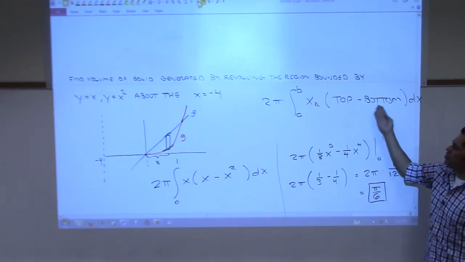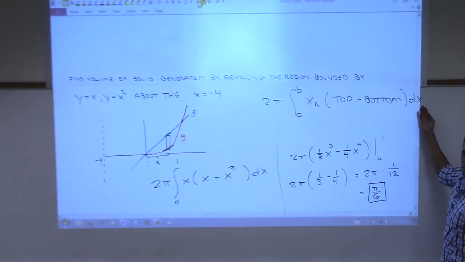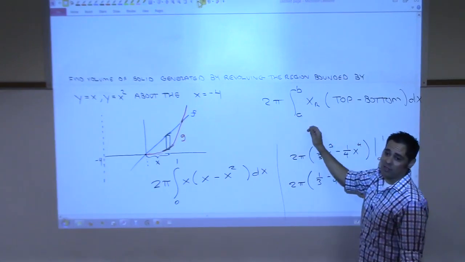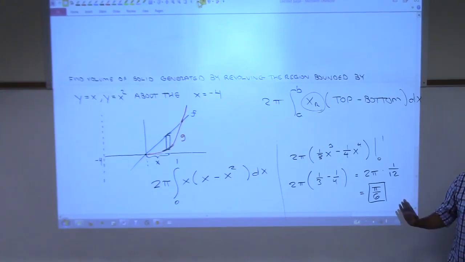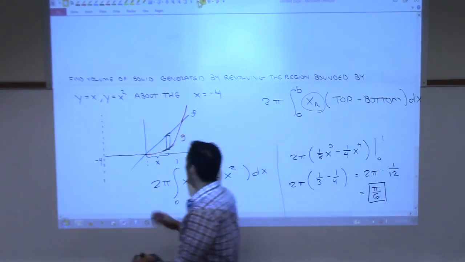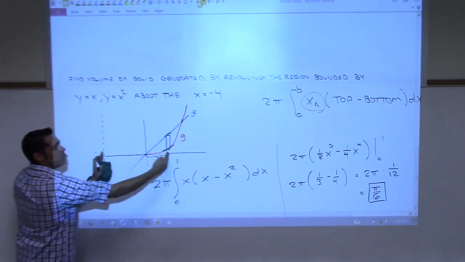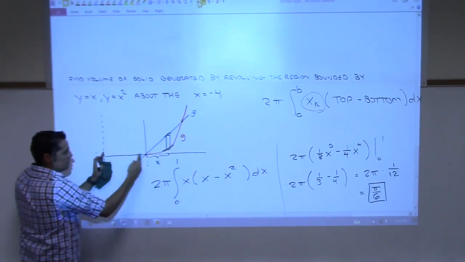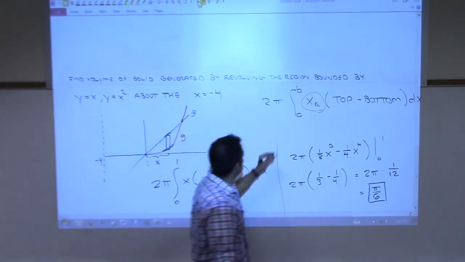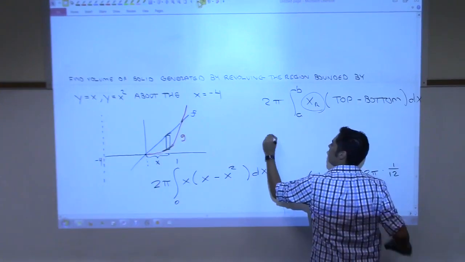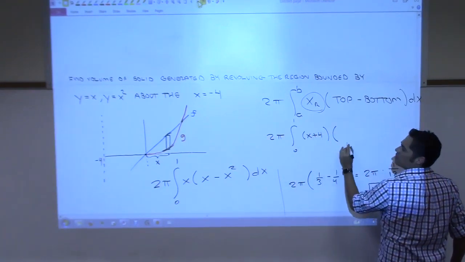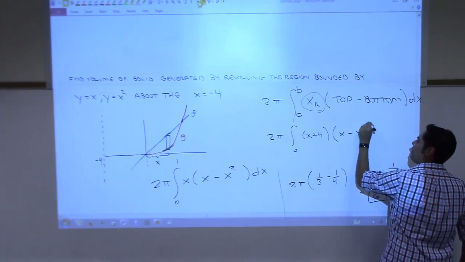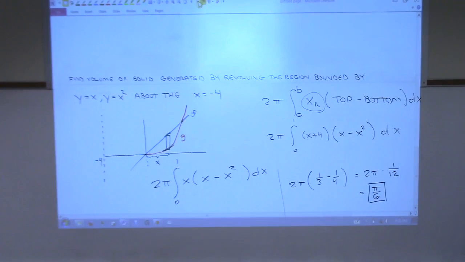Does the top and bottom function change? Dx doesn't change. 2 pi doesn't change. A and b don't change. The only thing that changes is this. That's the distance from your axis of rotation to your rectangle, which is now not x. What is it? X plus 4. Right? This is 4, that's x. So if we change this, see how easy of an adjustment that is to make? It's just x plus 4 here, and then your top minus the bottom dx. Whatever that is, you have to FOIL it all out.